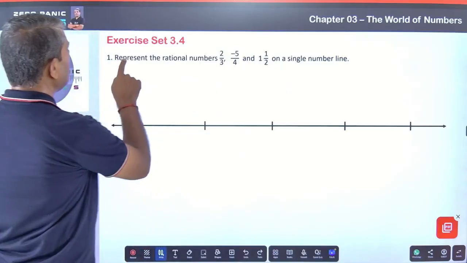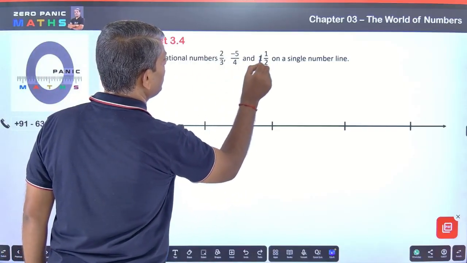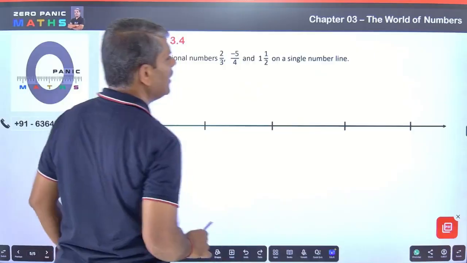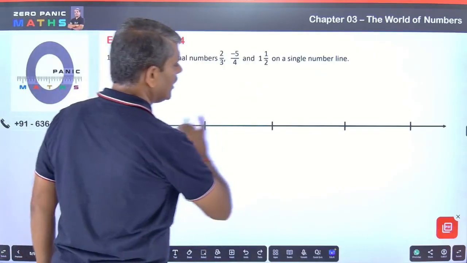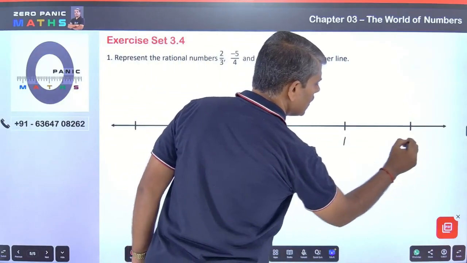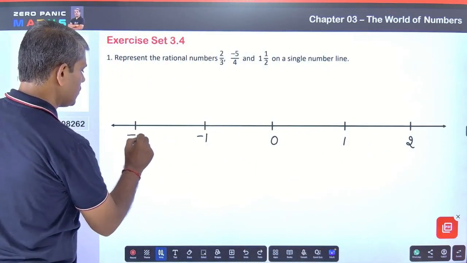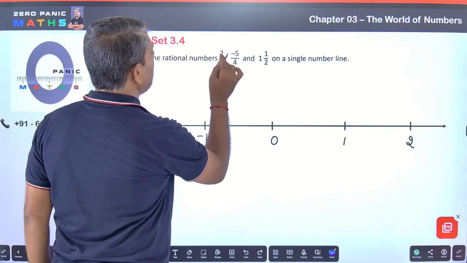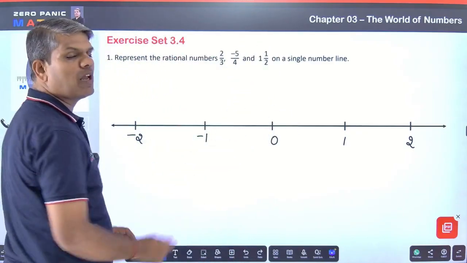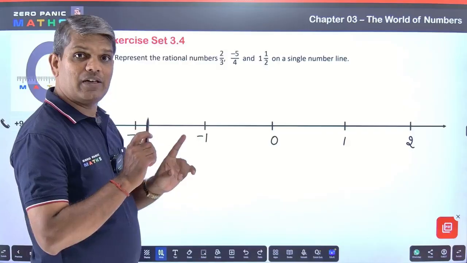Now what does the first problem say? Represent these rational numbers 2 by 3, minus 5 by 4 and 1 and a half on a single number line. I have taken a number line here. Let me write this as 0, 1, 2, and to the left it is minus 1 and minus 2. Now you have to represent 2 by 3, minus 5 by 4 and 1.5 on the same number line.